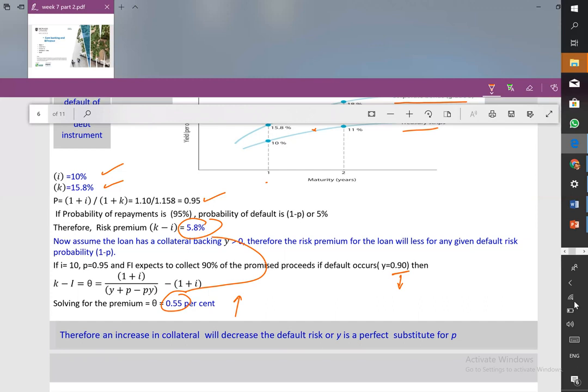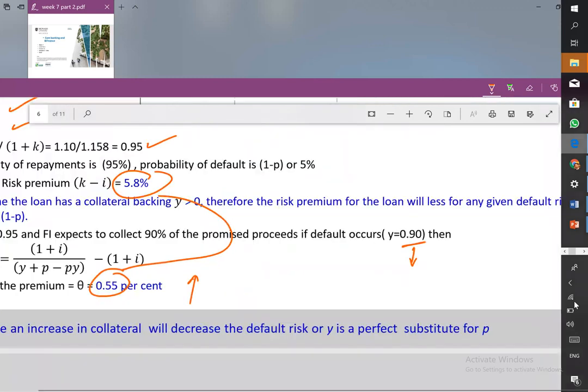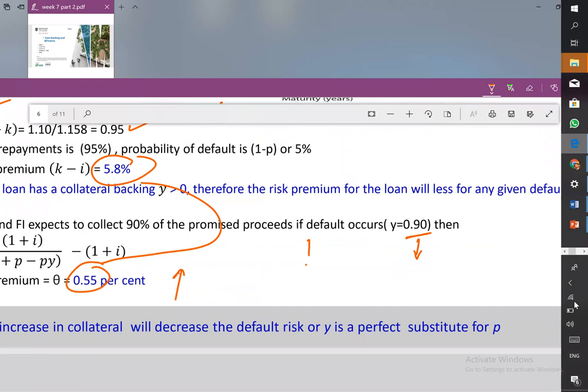So there is actually a relationship between the probability of payment and the collateral. If this is the collateral and this is the probability of payment, this line will be like this.